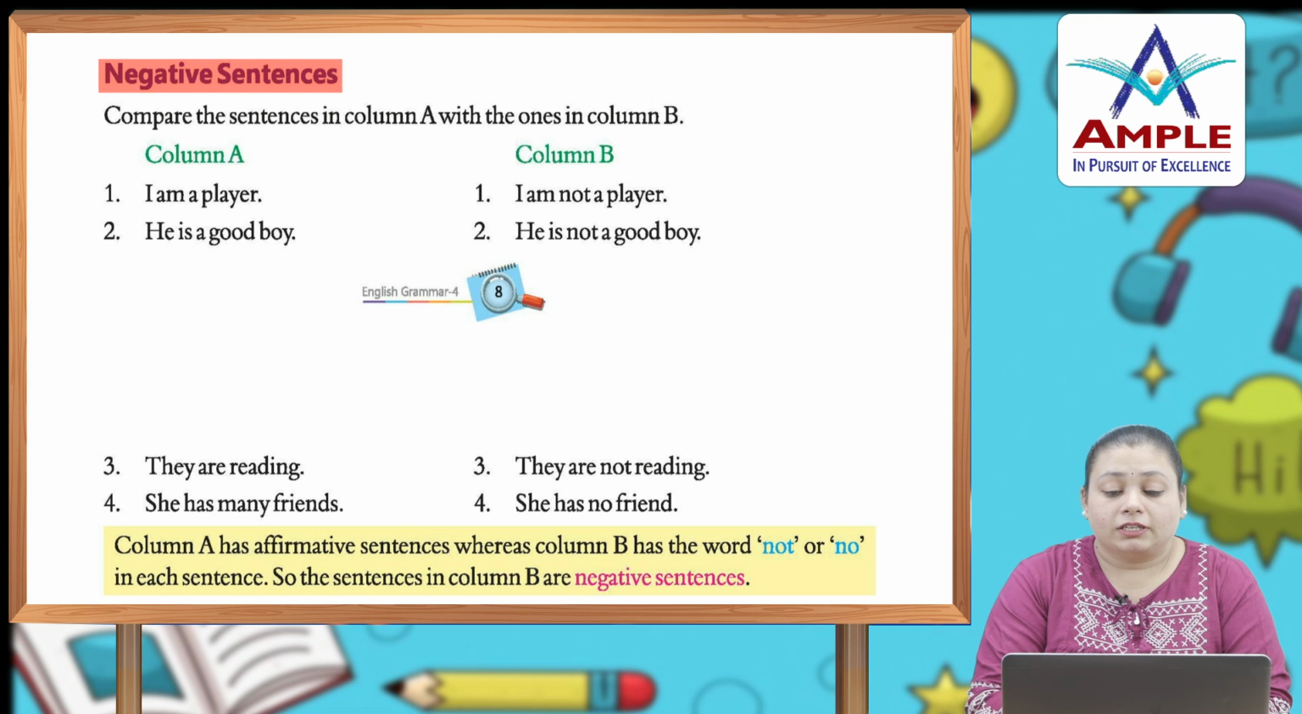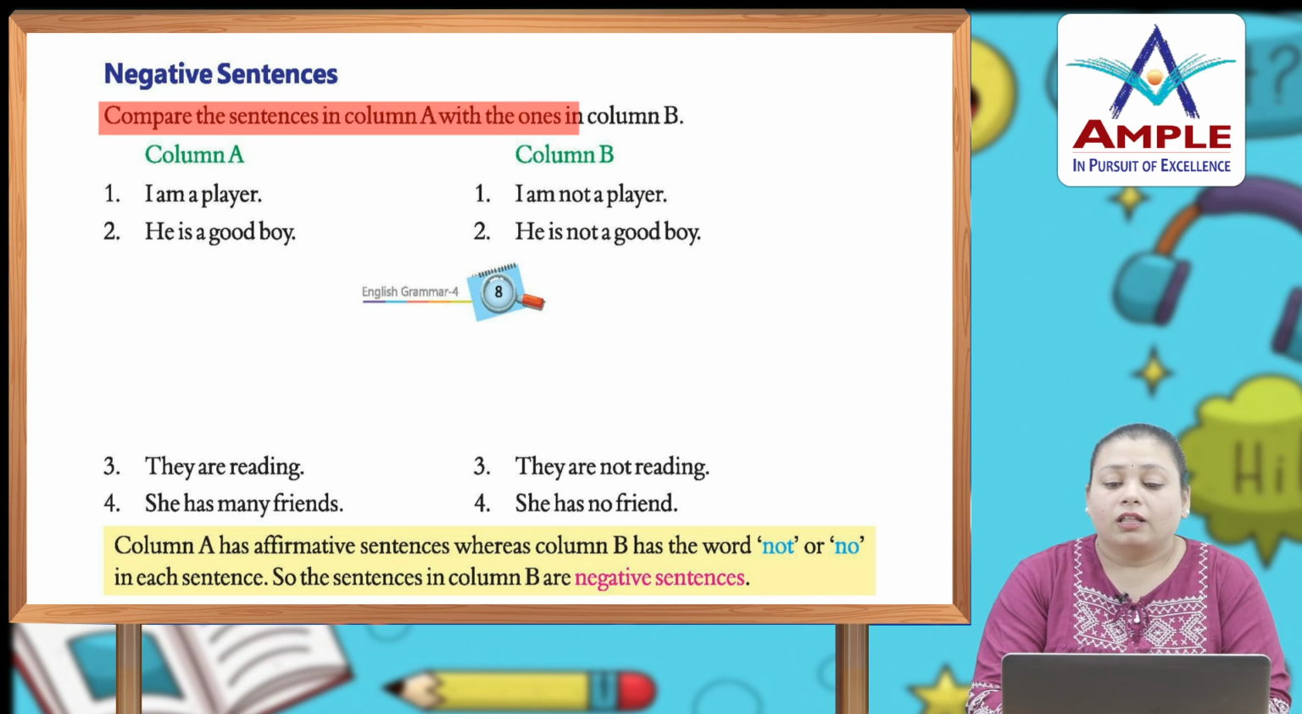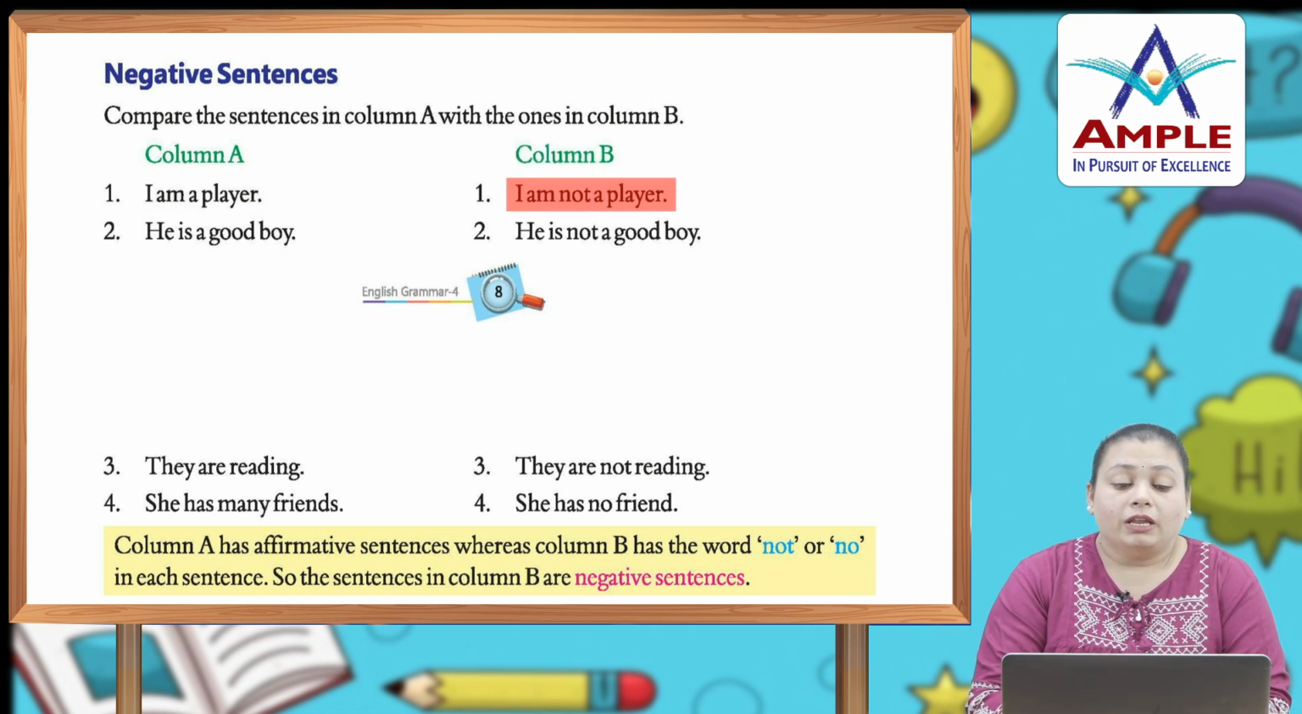Now, negative sentences. What are negative sentences? Sentences in which we say no to someone. That is called a negative sentence. Now compare the sentences in column A with the ones in column B. Column A, number 1, I am a player. Column B, number 1, I am not a player.